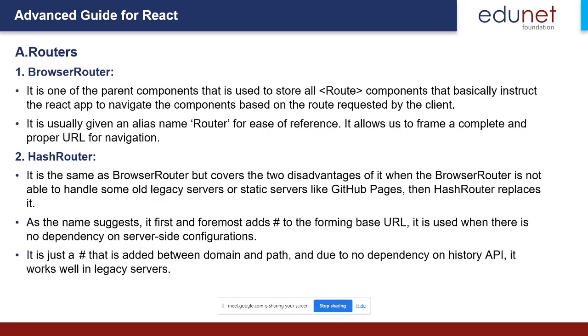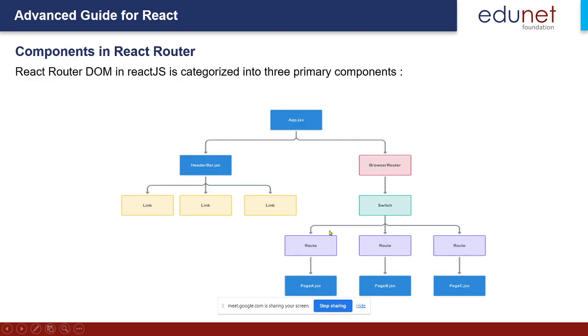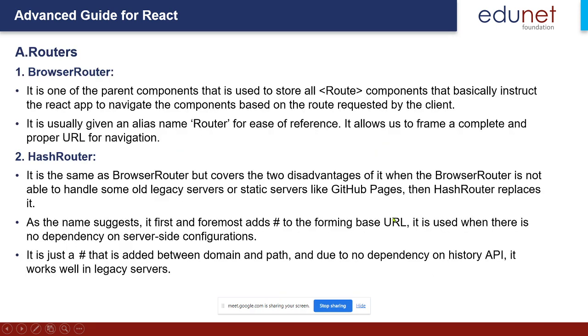So it is clearly explained like what is browser router. Browser router means it is one of the parent components. It is used to store all the routes. So it is a parent component. It is used to store all the routing. Okay, and it basically instructs the React app to navigate the components based on the route requested by the client. It is usually given an alias name as router for ease of reference. It allows us to frame a complete and proper URL for navigation. Clear?